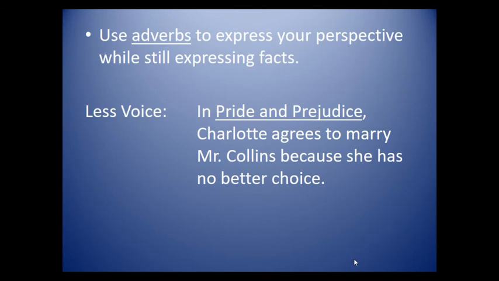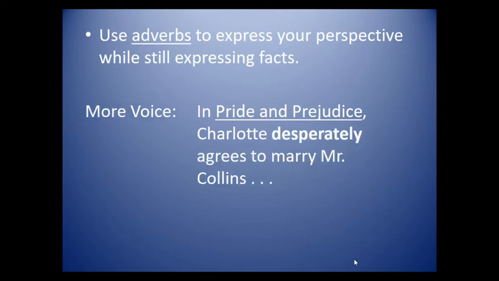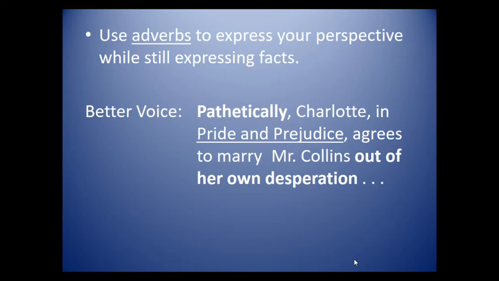Another technique is to use adverbs. Adverbs give you a little bit of an attitude. It tells us where you stand on something, particularly when you're expressing a fact, because you can't deny a fact, but you can have an attitude about that fact. So if I said, in Pride and Prejudice, Charlotte agrees to marry Mr. Collins because she has no better choice. Okay. Better voice would be, in Pride and Prejudice, Charlotte desperately agrees to marry Mr. Collins. Now there's a little bit of an attitude. She desperately agrees. Ooh. Or even better, pathetically, Charlotte in Pride and Prejudice agrees to marry Mr. Collins out of her own desperation. Not only are you calling her desperate, you also said the whole thing is pathetic. That is attitude. That's voice.